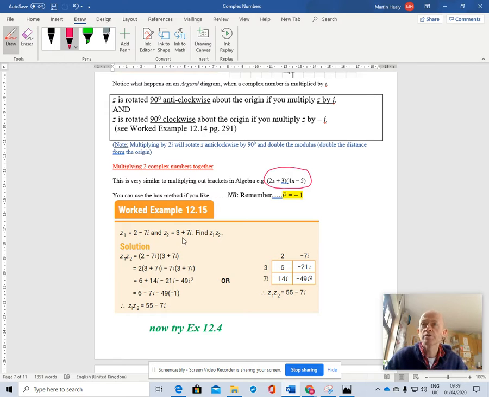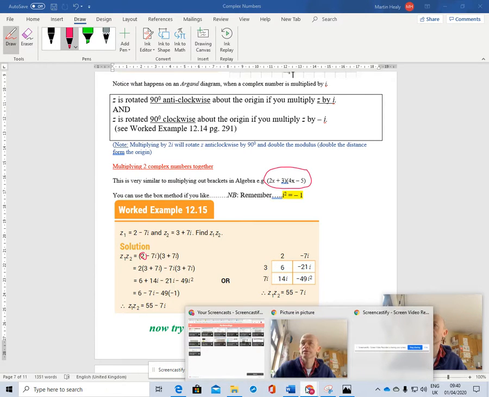So you have two complex numbers here, z1 and z2. Find z1 z2 means multiply them together, basically. So z1 z2 is equal to 2 minus 7i times 3 plus 7i. First term times the second bracket, and then minus 7i times the second bracket. And you work out the brackets there, you get minus 49i squared. Remember, i squared is minus 1. That would become plus 49. So you end up with 55 minus 7i. Or you can use the box method if you like, but you end up with the same answer. And it's quite nice, I think, that question.